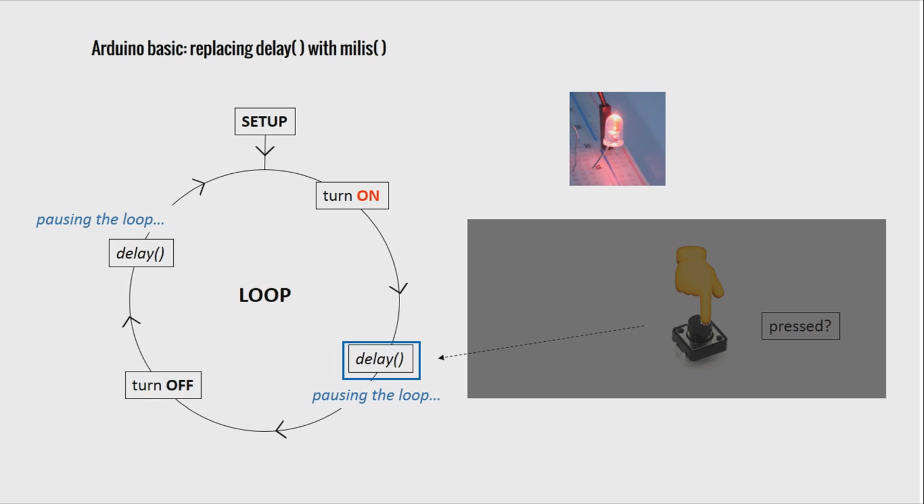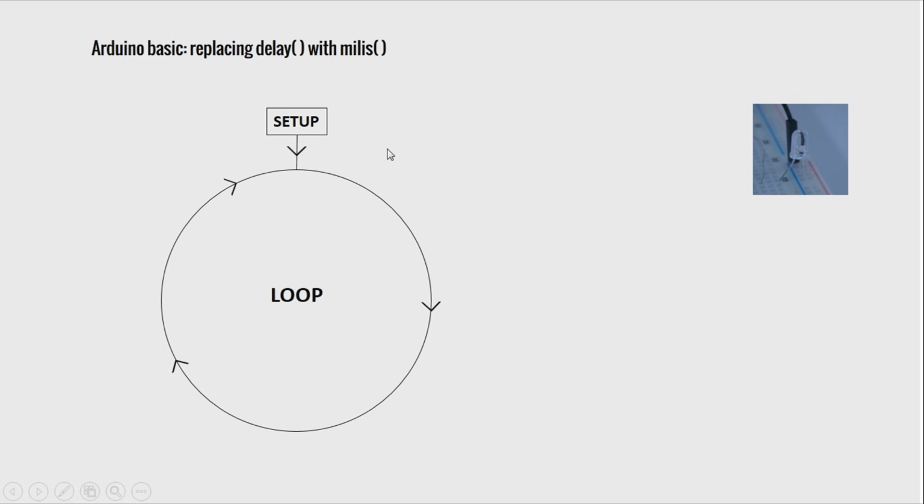And we can imagine, if the delay function cannot be used in such a simple circuit, then how can we expect it to work in a more complex circuit? So that's why we will use the millis function. In the loop, the millis function provides the amount of time that has passed since our Arduino sketch ran.